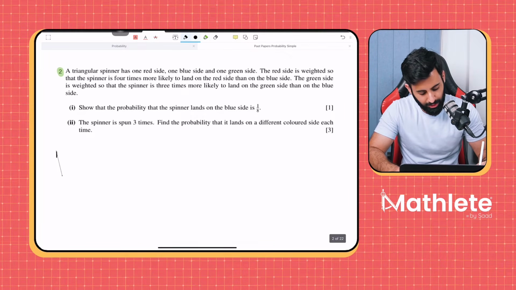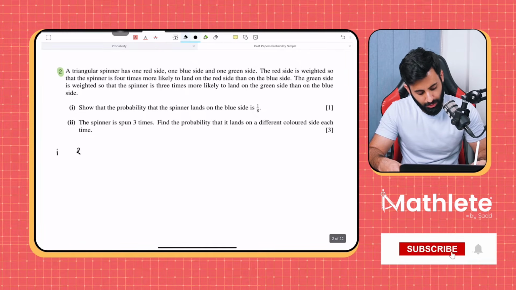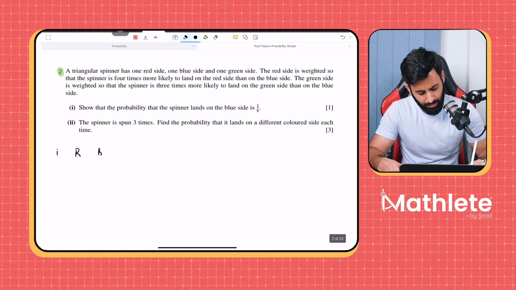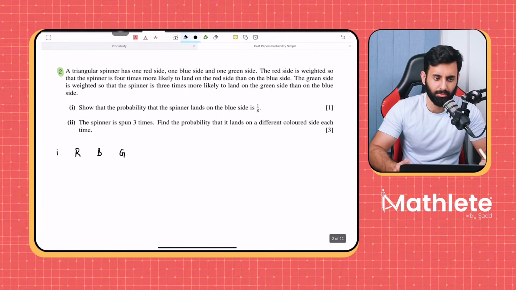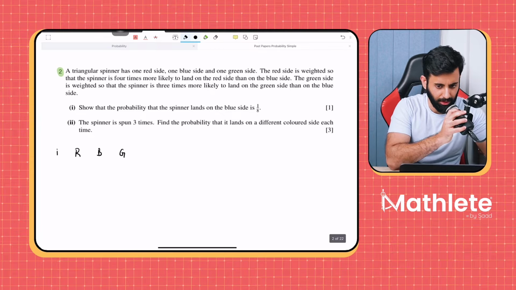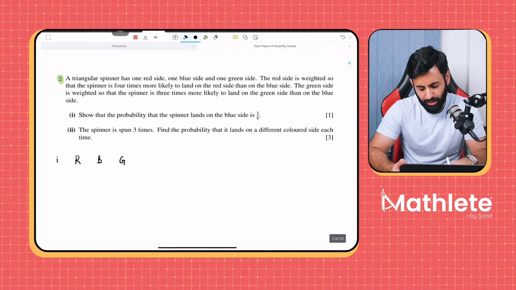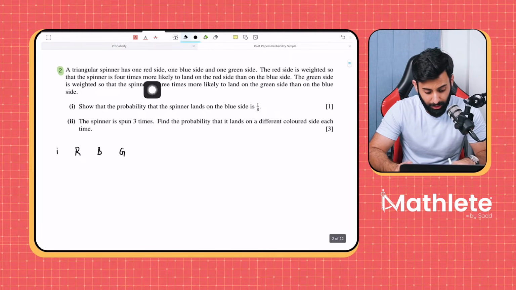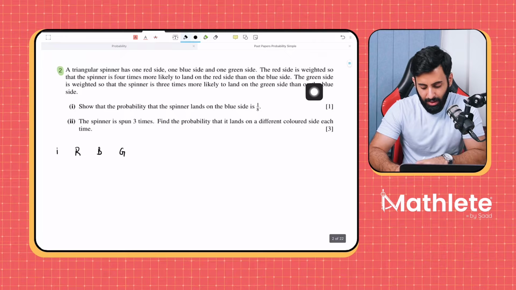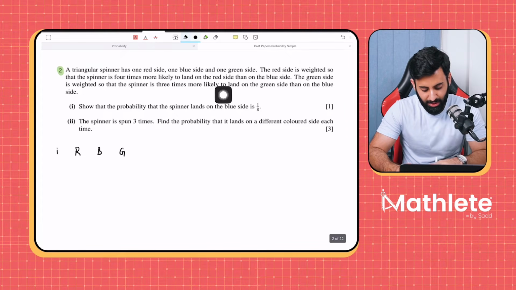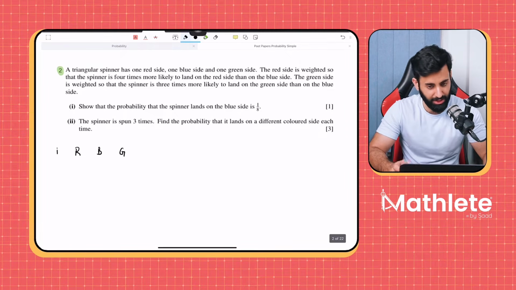So we're doing the first part. How many colors do we have? We have red, blue, and green. Okay. Now, is it fair to say that the probabilities are equal? Can I say it's 1 upon 3, 1 upon 3? Of course not. Okay. Why? Because we can see that the red side is weighted so that the spinner is 4 times more likely to land on the red side than on the blue side. The green side is weighted so that the spinner is 3 times more likely to land on the green side than on the blue side.